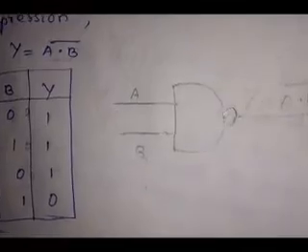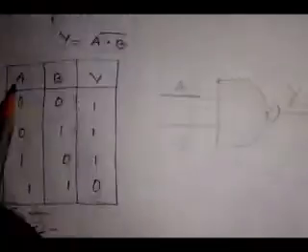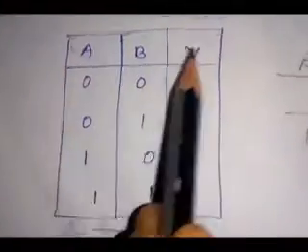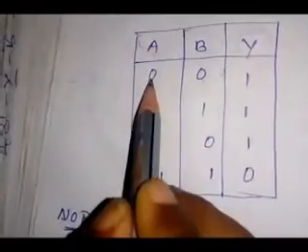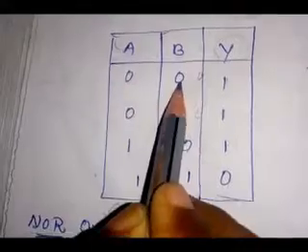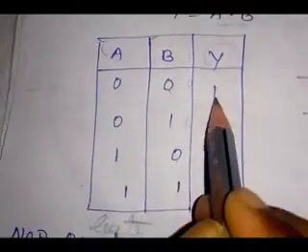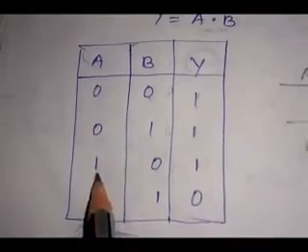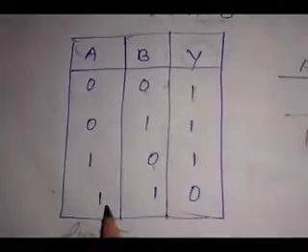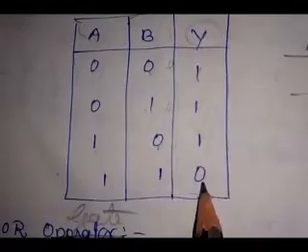Did you get it? Then here is the truth table. A and B are the 2 inputs, Y is the output. See here, 0 NAND 0, output is 1. 0 NAND 1 is 1. 1 NAND 0 is 1. 1 NAND 1 is 0.